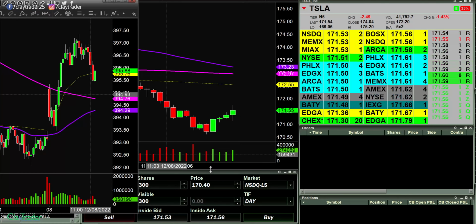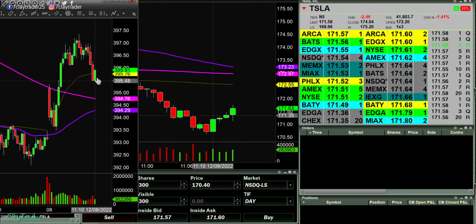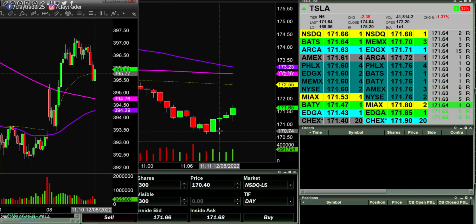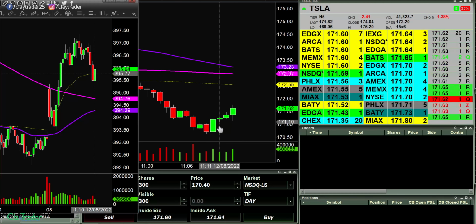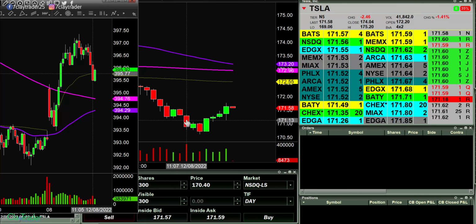So just an update. That's how it goes. You can see the market did ultimately find some support down around this general area. Nice green candle. You can see Tesla is now back up over 171.50. So a very nice bounce here, and the bounce very well may continue at this point.